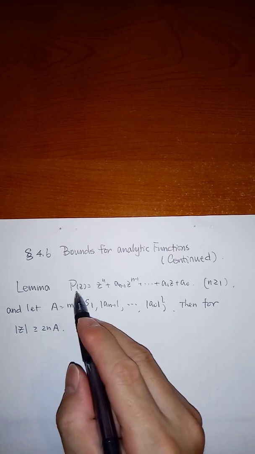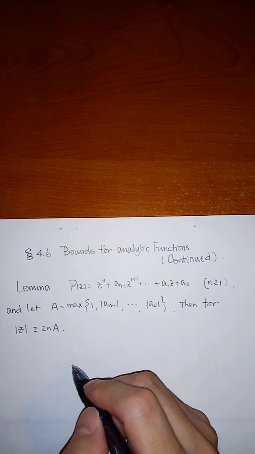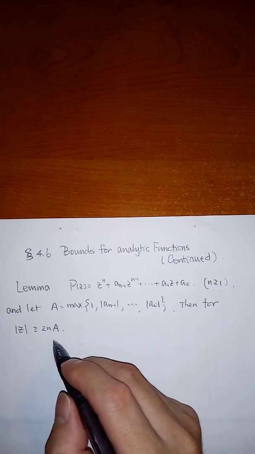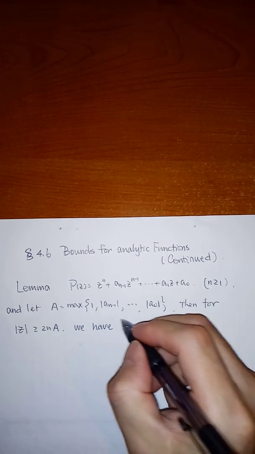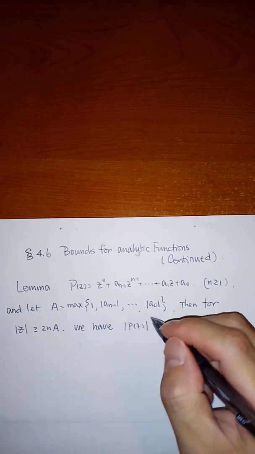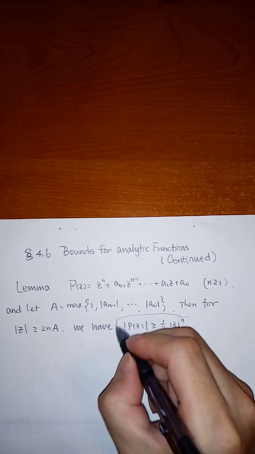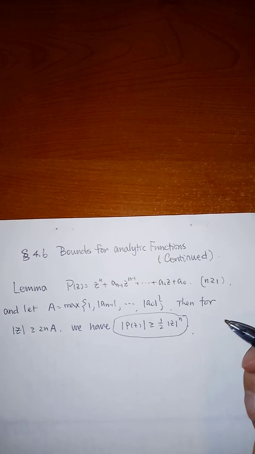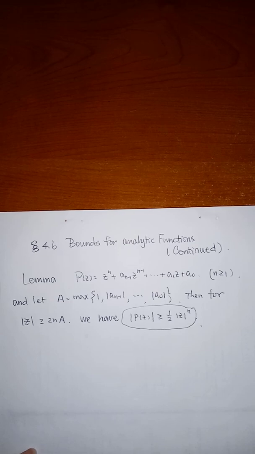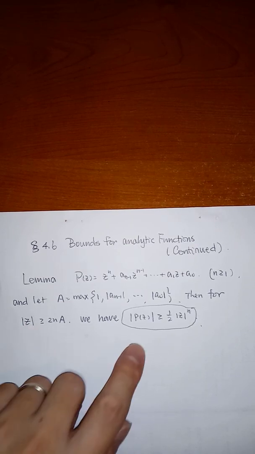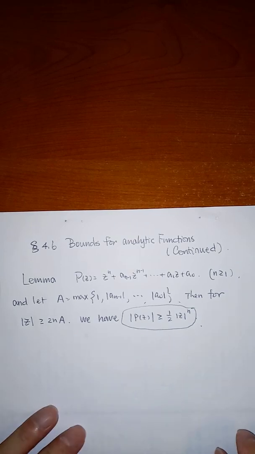A is fixed, determined by p, and n is also determined by p, so this is a constant number. So for the absolute value of z greater than or equal to 2nA, we have the absolute value of p of z is greater than or equal to 1/2 the absolute value of z to the nth power. Last time we proved this. Simply speaking, when z is sufficiently large, the absolute value of p is at least half of the absolute value of z to the n.